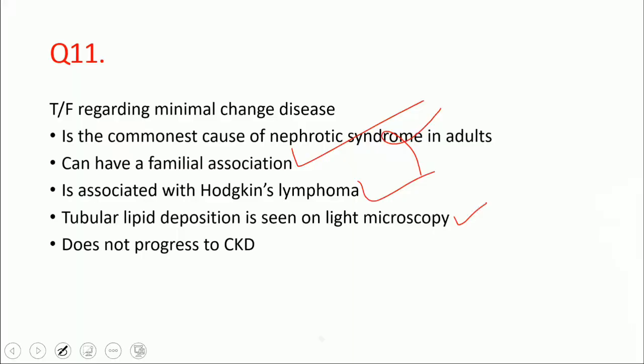Now, minimal change can progress into CKD. The statement that it does not progress into CKD is false. It can progress into CKD. So what you have to remember is minimal change is this classical prototypic nephrotic syndrome presentation. Nephrotic syndrome in children is almost always minimal change in histopathology. This is just talking about etiology and sort of prognosis of it.